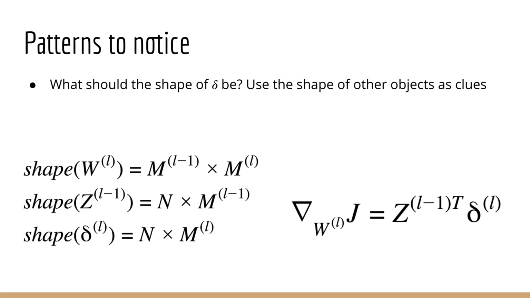Now, recognizing that this is the pattern, let's try to reason about what the shape of everything has to be. Starting from the weight matrix WL, this has to be of shape m of L minus 1 by m of L, which we've already established. We also know that z of L minus 1 is of shape n by m of L minus 1. And therefore, we know that this delta term, whatever it may be, must be of shape n by m of L. This is just to satisfy the rules of matrix multiplication.